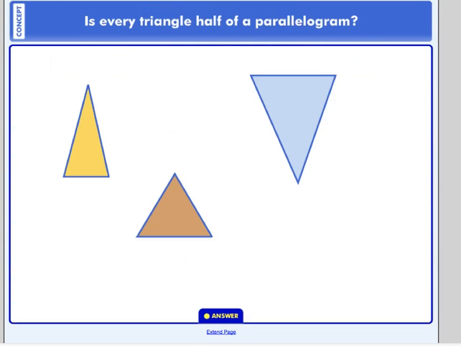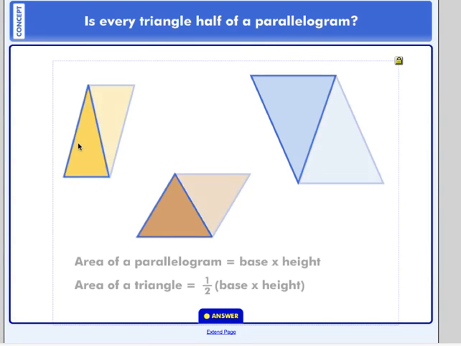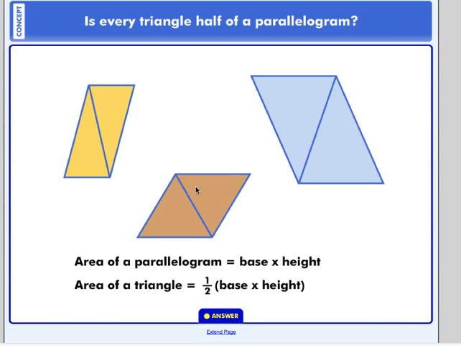Is every triangle half of a parallelogram? Yeah, it is. Okay. You can take every triangle and flip it over and you will make a parallelogram with it. Okay. So every triangle is half of a parallelogram that has the same dimensions. Sometimes those parallelograms end up being rectangles or squares, like if you have a triangle that has a right angle. But usually it'll just be like a parallelogram.